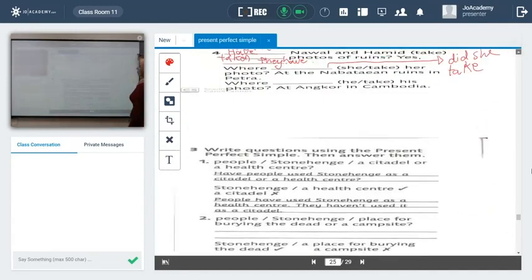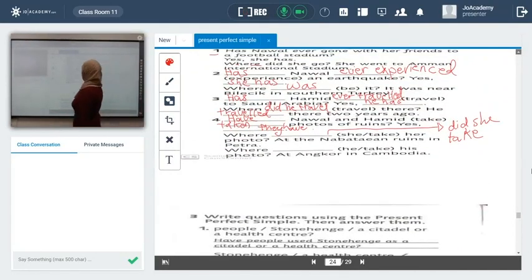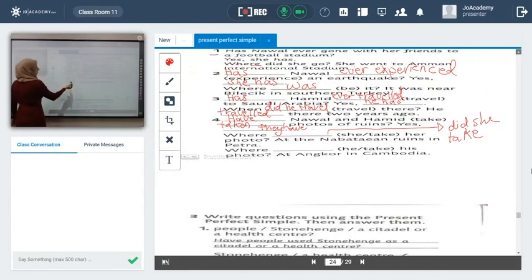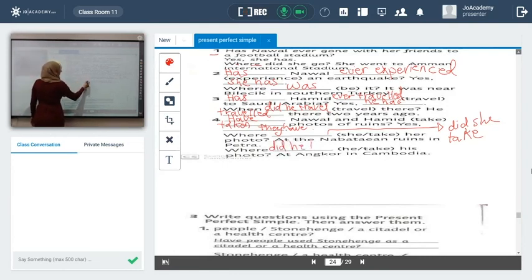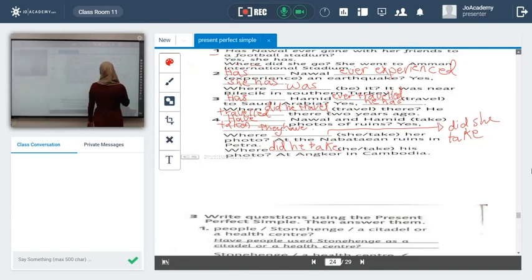Now, what about the next one here? We're asking now about Hamid. Where did he take his photo? At Angkor in Cambodia.